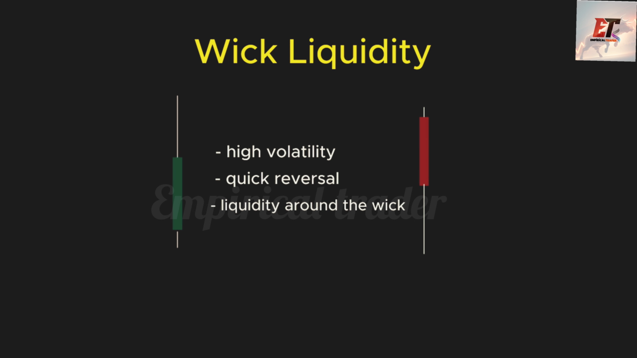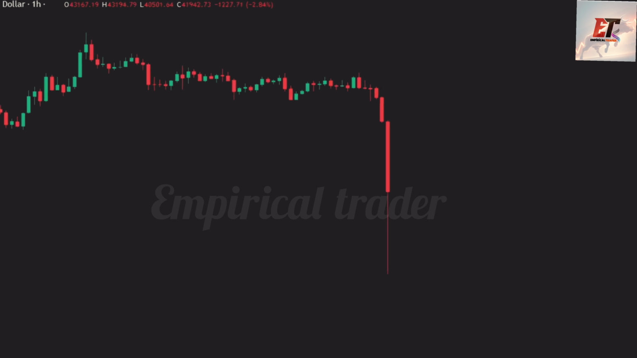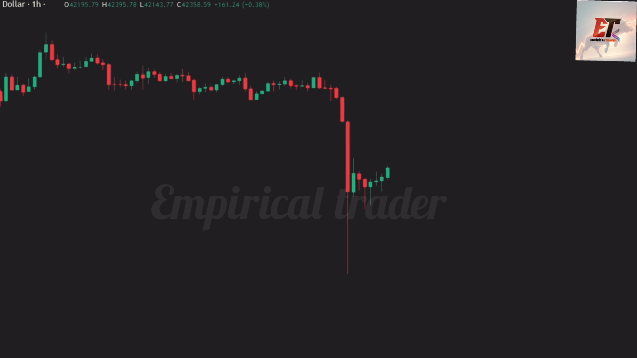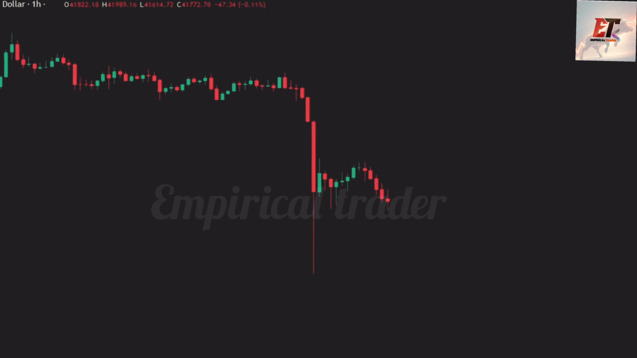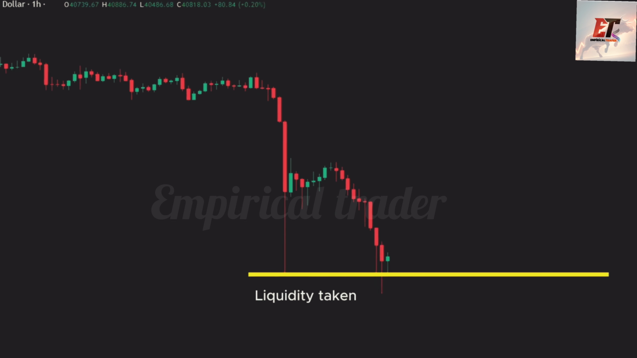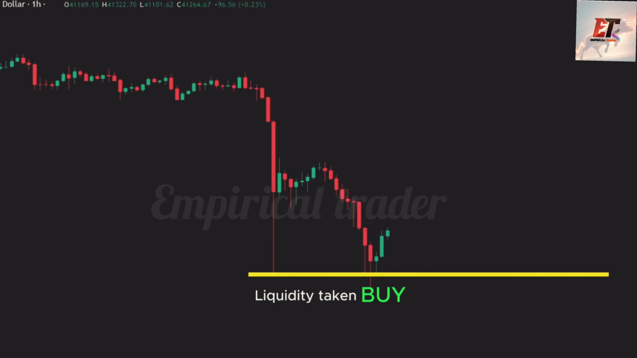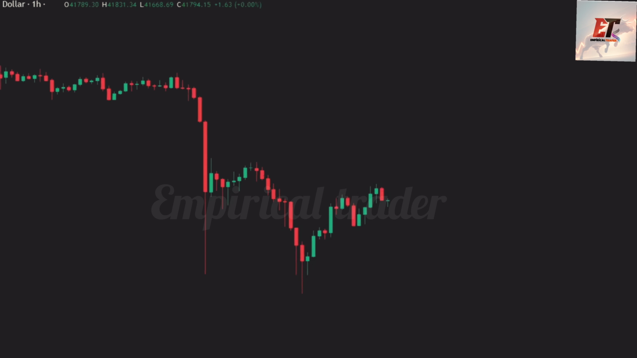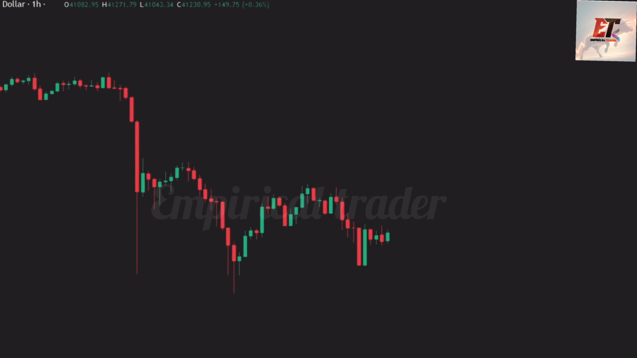We know there is a lot of liquidity sitting below it. We wait for smart money to take out the liquidity. And now we can buy here. And we look to take profit on this structural high.